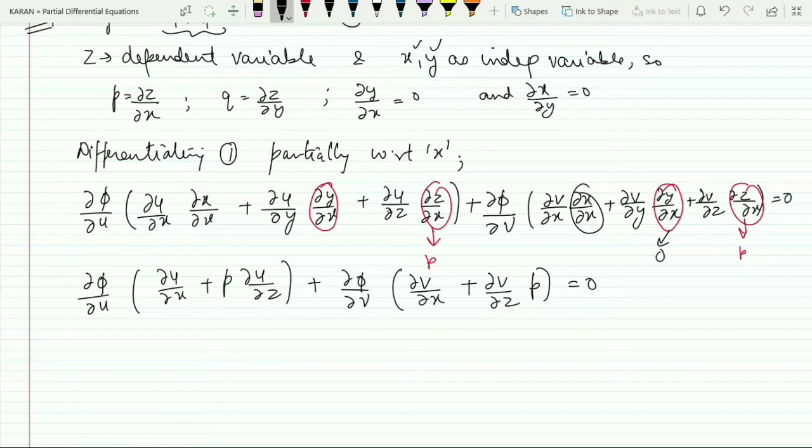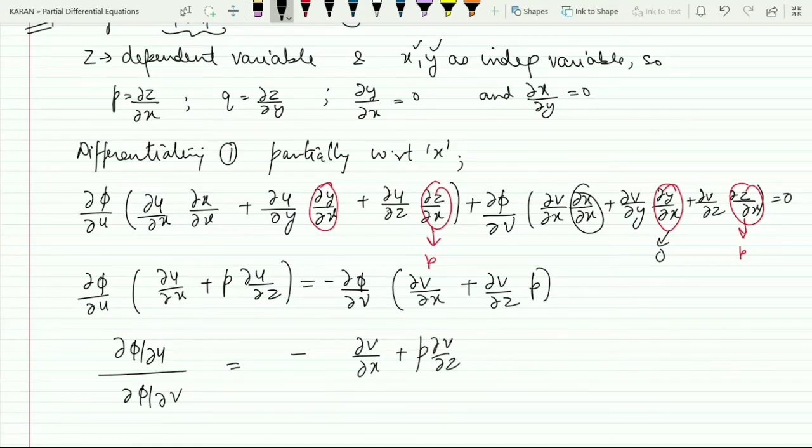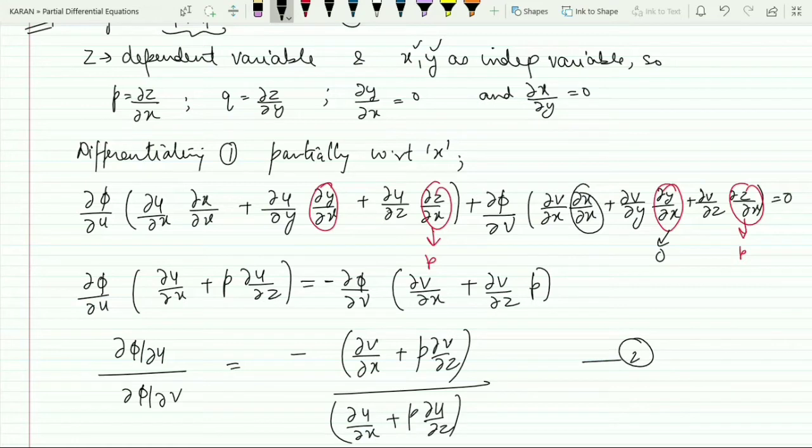Now can I find out the value of del phi by del u whole divided by del phi by del v? Yes, we can find. How can you find it? Just take this term to the right hand side, so this is equal to negative of this. Now just divide these terms, so this thing will be minus del v by del x plus p times del v by del z, whole divided by del u by del x plus p times del u by del z. Now just mark this as equation number 2.